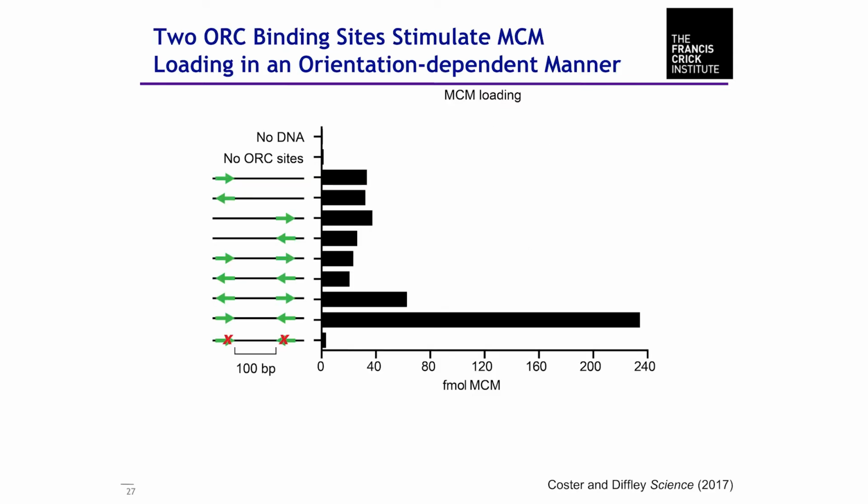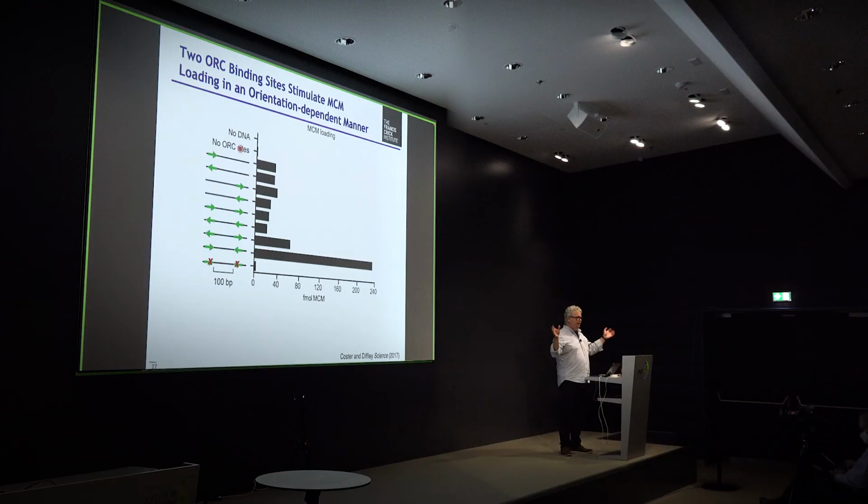And I won't go through in a lot of detail how we got to this point, but we ultimately realized that, in fact, you really do need 2 ORC binding sites to get efficient MCM loading. And an example of that is shown here. So this is now a completely synthetic piece of DNA. So we've just made an optimal ORC binding site, which is the green arrow. And you can see that single ORC binding sites are very poor at MCM loading, and 2 ORC binding sites are very poor at MCM loading, unless they're in a particular orientation where they're facing each other. And then you get very efficient MCM loading.